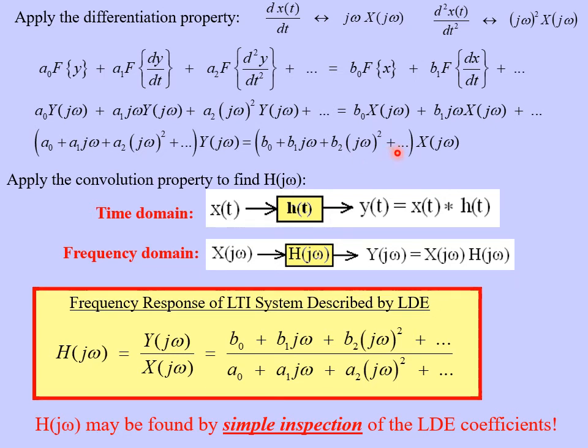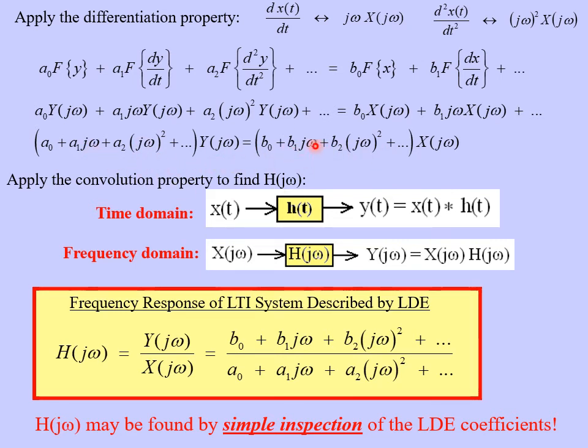Remember that the convolution property tells us that the output of a system in the frequency domain, Y of j omega, is equal to X of j omega times H of j omega. So let's solve for H of j omega. If we solve this equation for H, it's just Y over X. So it's the Fourier transform of y, big Y, divided by the Fourier transform of x, big X. And we can get that from the stuff inside these parentheses here.